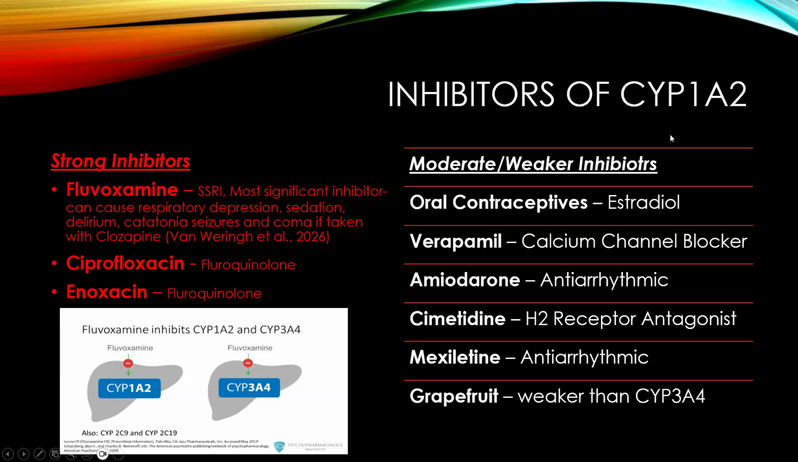Moderate or weak inhibitors include oral contraceptives, which are moderate inhibitors, especially ones containing estradiol. The calcium channel blocker verapamil, antiarrhythmics like amiodarone, cimetidine, which is an H2 receptor antagonist, and grapefruit, specifically grapefruit juice, though weaker than for CYP3A4.